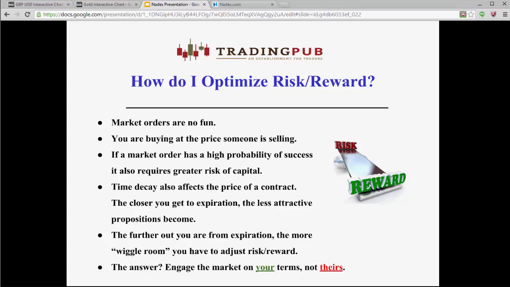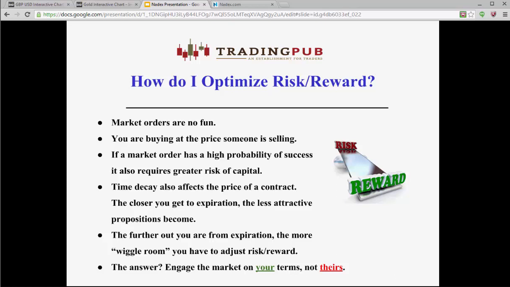If a market order has high probability of success, it's also going to require a greater risk of capital. And with Nadex, since you're dealing with defined time periods, the closer you get to expiration, time decay comes into effect, which can affect the price of a contract. So the closer you are to expiration, the less attractive propositions generally become. The further out you're away from an expiration, the more wiggle room you have to adjust your risk and reward and possibly squeeze a little bit more out of the transaction.